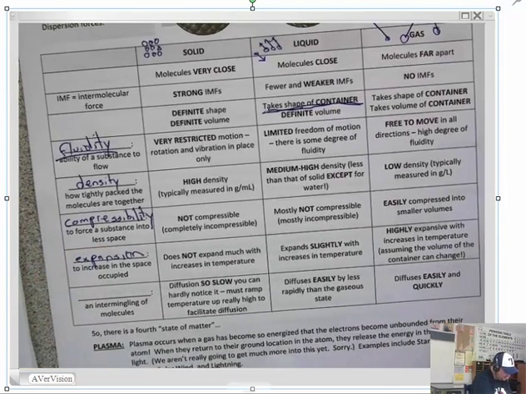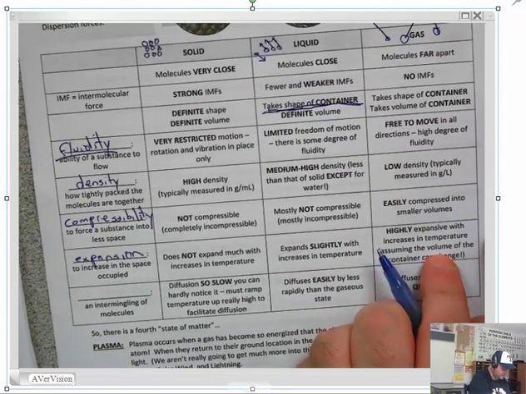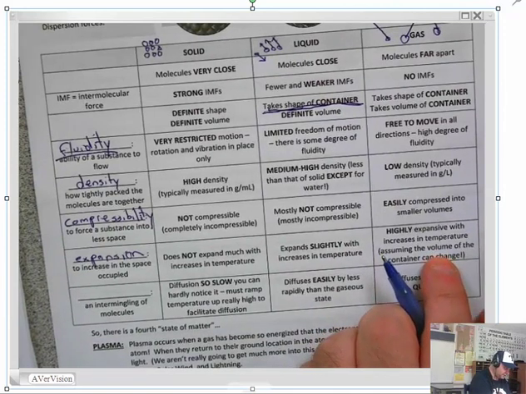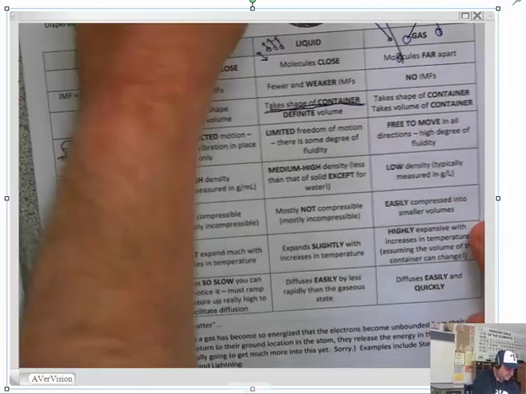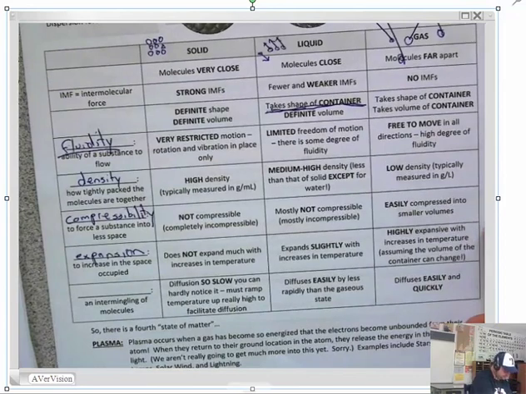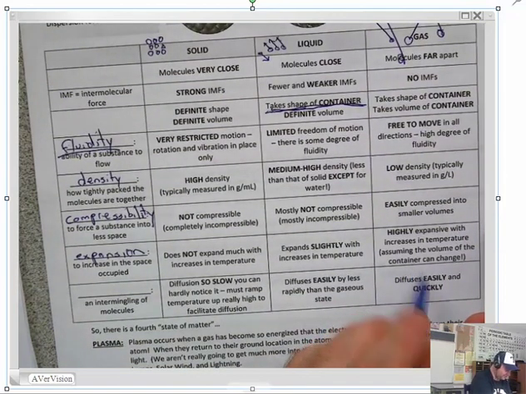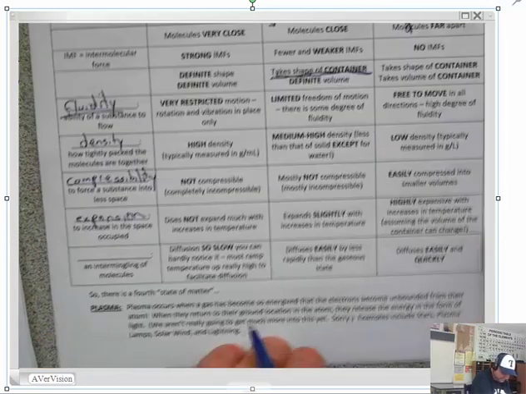To increase the space that is occupied, solids do not expand much as you increase the temperature. While gases, if you increase the temperature, since temperature is a measure of average kinetic energy, they go ultra zoom and go zoom everywhere. So gases expand the most with temperature, while solids barely expand at all.